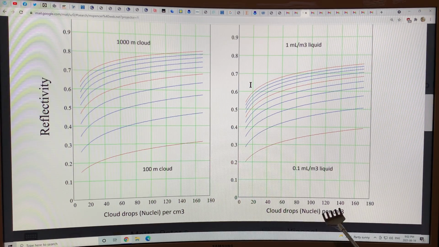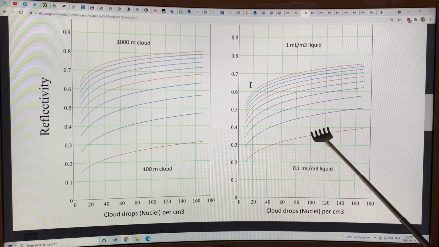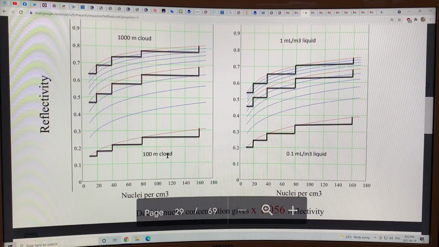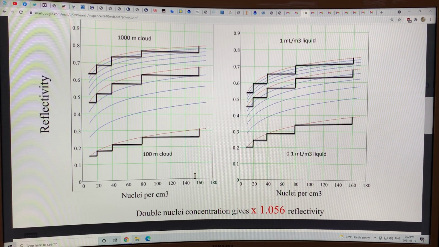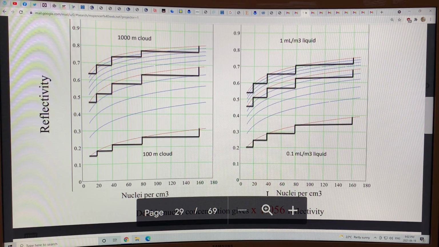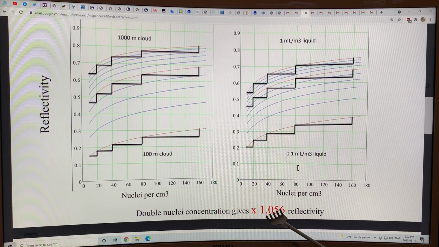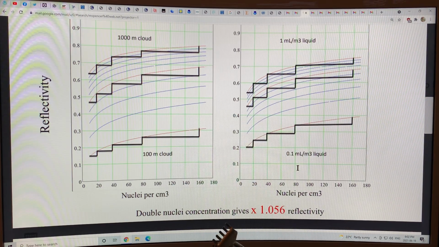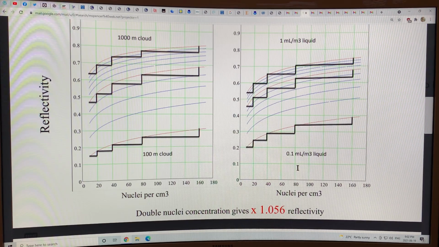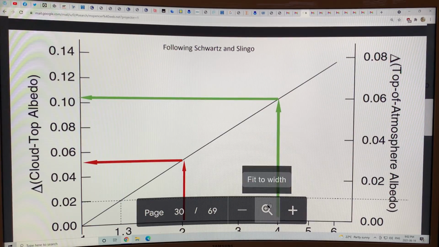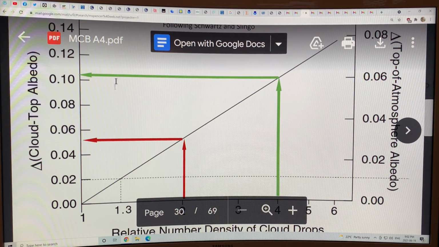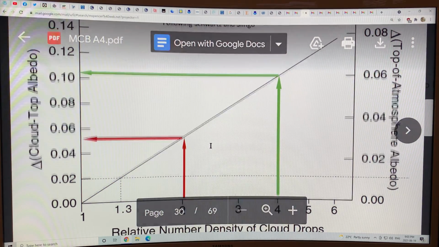And this is the amount of liquid that would go into generating those droplets. So you can take these curves and you can get rules of thumb. If we double the nuclei concentration, we get an increase of the reflectivity by about 5.6%. This is a good rule of thumb from all of these clouds. So if we double the amount of cloud condensation nuclei, we get an increase in the reflectivity of the clouds by about 5.6%. So it's very sensitive to the number density, the concentration. And then we can change the albedo of the cloud, which allows you to get that rule of thumb, that 5.6%.